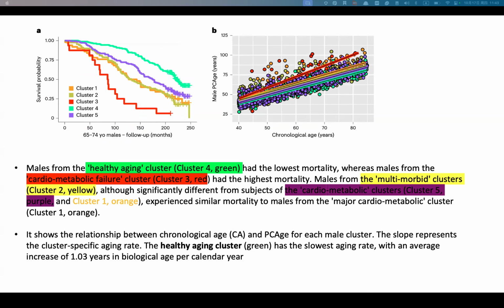You can see cluster 4, the healthy aging cluster, which is the green color. It shows that it has the higher survival probability. It makes sense because it's a healthy aging cluster. And the red is the cardiometabolic cluster. Yes, people with this disease often have low survival probability. So I think the result is easy to understand.